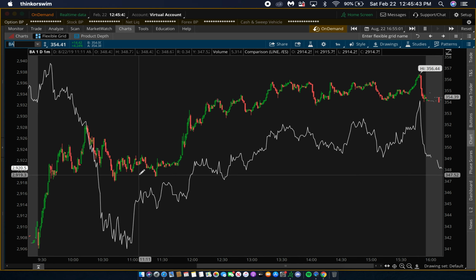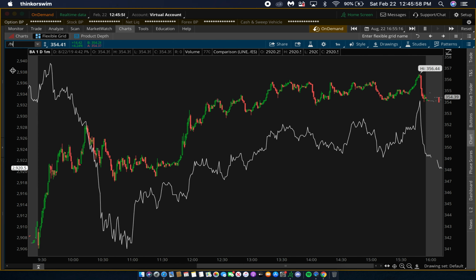I like looking at this for major market leading stocks. I don't really do stocks that don't lead the market. I look for stocks that have a big market cap, have a big influence to the Dow, have a big influence to the S&P, stocks that have a big influence to the NASDAQ.